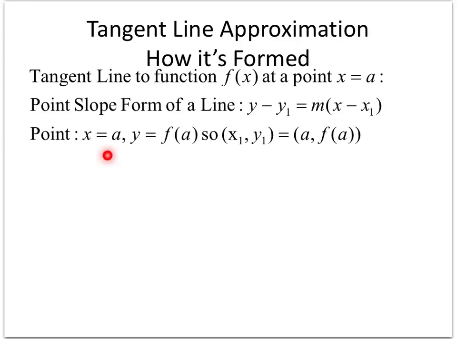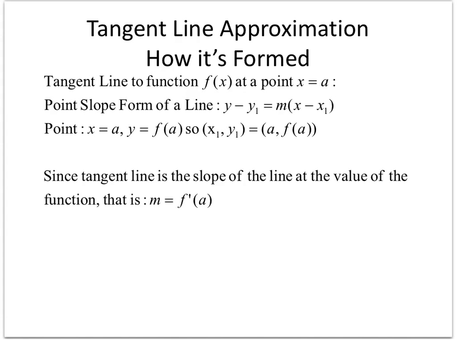Okay, so this is my point of interest. The value of my function at my point of interest. I'm going to rename these. And so since the tangent line is the slope of the line at the value of the function, you get the slope out of it, then I know what m is. It's just f prime of A. It's the derivative of the function.